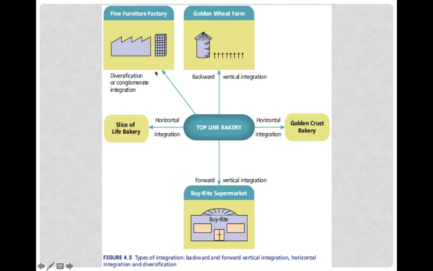This one here in the top left is diversification, otherwise known as conglomerate integration. That's not a term that's in your syllabus, so I wouldn't get too concerned about that. Diversification is good enough. Here they've got a complete diversification into a fine furniture factory, but I think it would be okay for you to give an example of a complementary business that is different to the core business, but nevertheless complements it. The reason for diversification is to ensure, especially with seasonal businesses, that you can have sources of income even when it's a quiet time with your core business. Again, that ties in with finance.